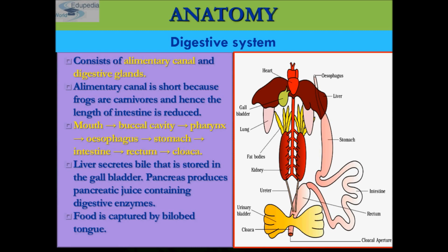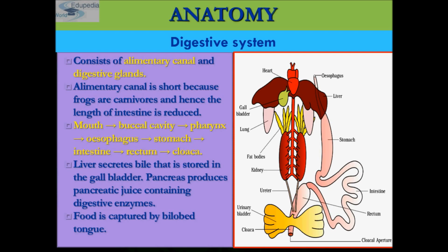Food is captured by the bilobed tongue. That means the tongue of a frog is bilobed in nature. This is the liver that secretes bile that is stored in the gallbladder. This is the gallbladder. The pancreas is a digestive gland that produces pancreatic juice that contains digestive enzyme. Food is captured by the bilobed tongue.